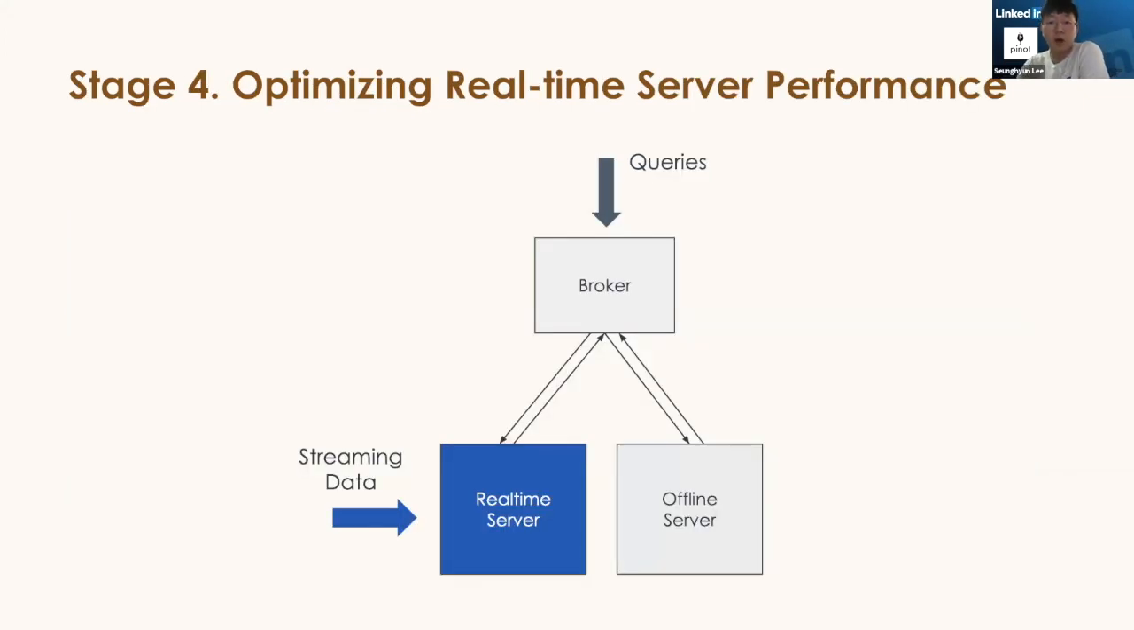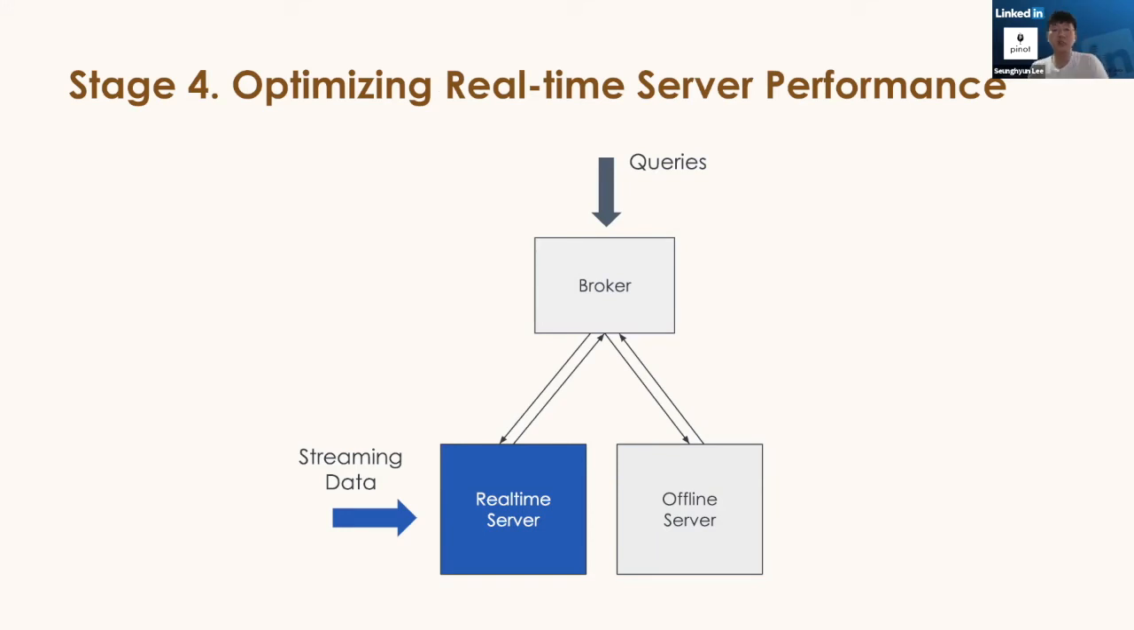After we cleaned up our code a lot through the performance profiling, we found that the real-time servers are now having the higher 99 percentile latency compared to the offline servers. The main difference between real-time and offline server is that the real-time server ingests data from the streaming source. So we closely looked at how real-time ingestion affects the query performance.